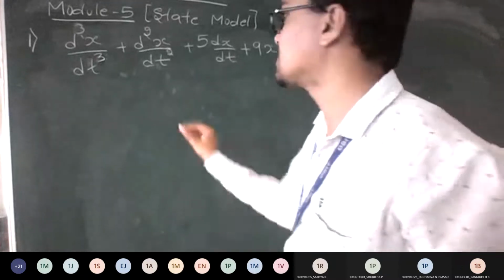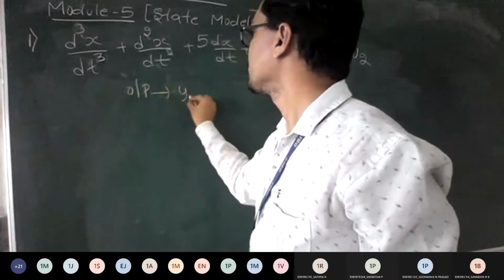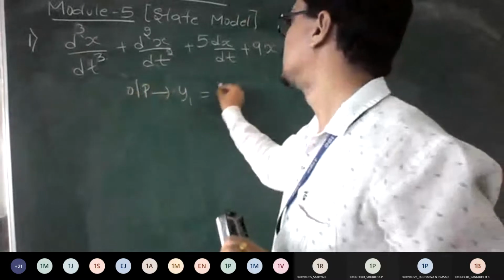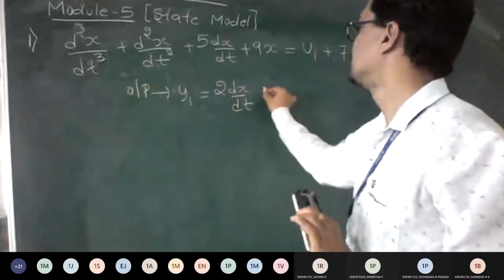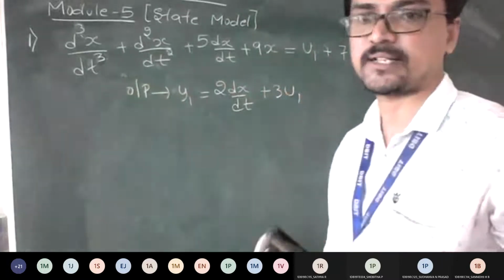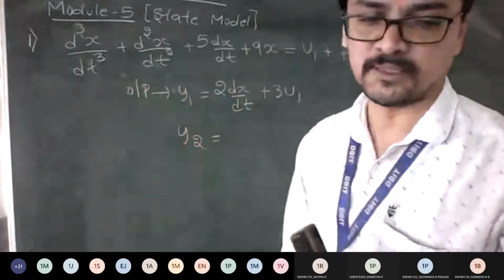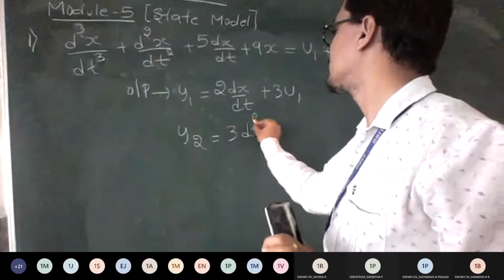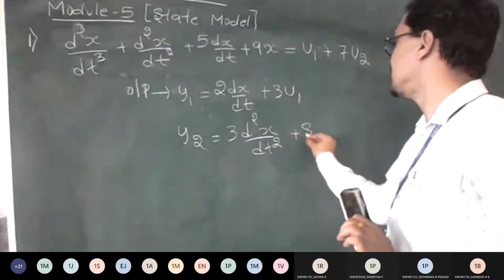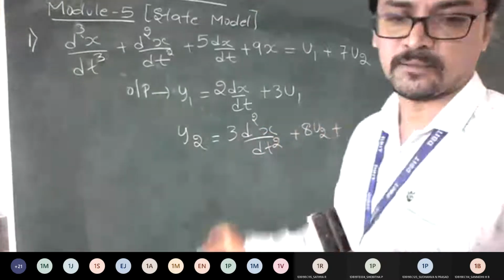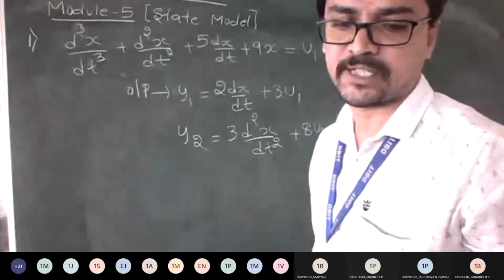So this is the complete given equation, and the outputs are also given for you. The outputs are represented as y1 equals 2 dx by dt plus 3u1, and similarly y2 is given as 3 d square x by dt square plus 8 u2 plus 2 u3. So this is the given question.